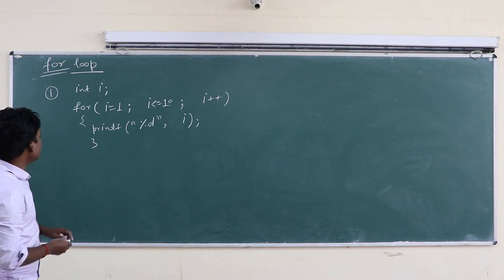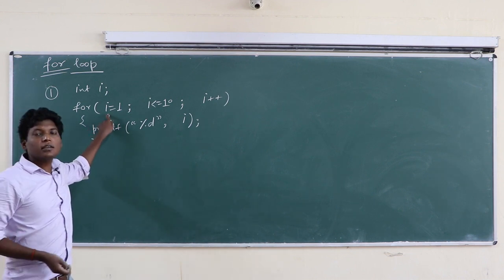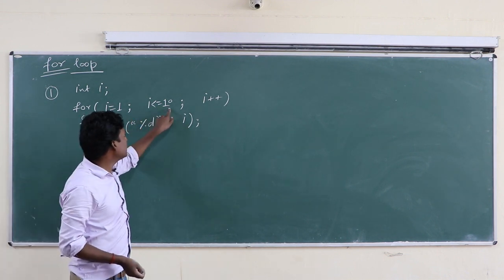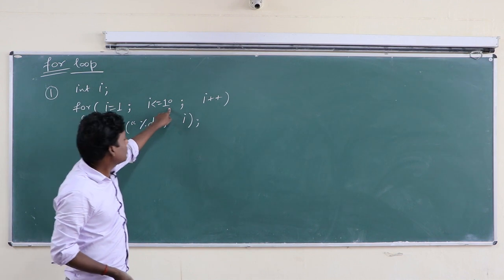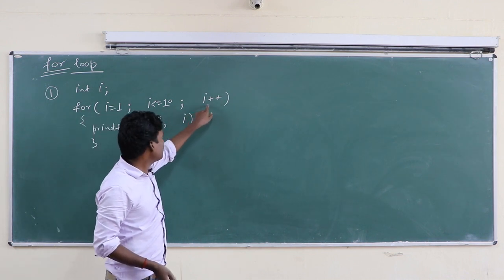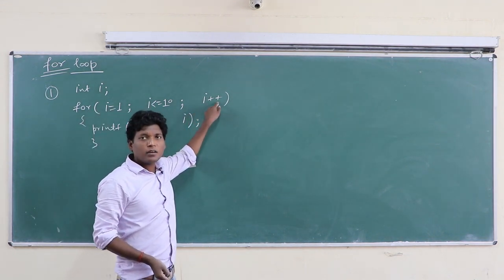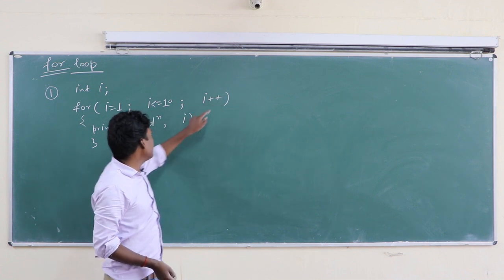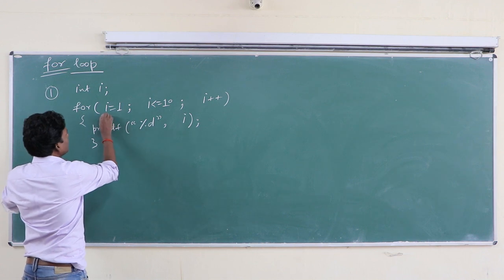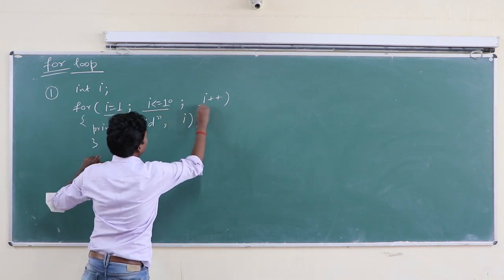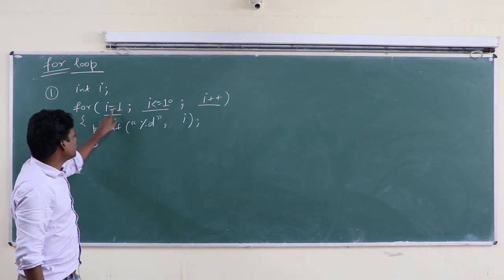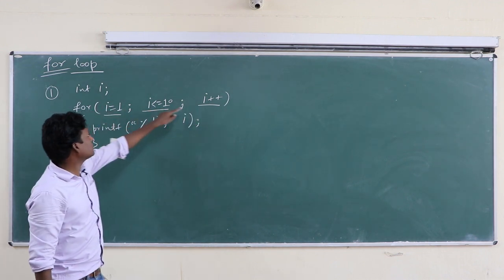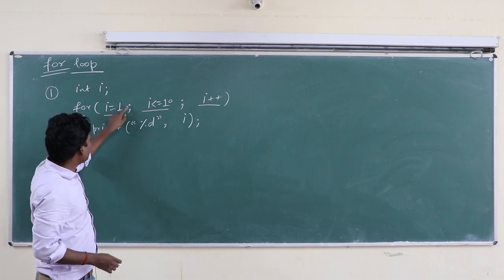Class, here we can see there are three sections in a for loop. One is variable initialization, second is testing or condition, and third one is increment or decrement. Here there may be a decrement also. So there are three sections: variable initialization, condition, and increment or decrement. All three sections are separated by semicolons.